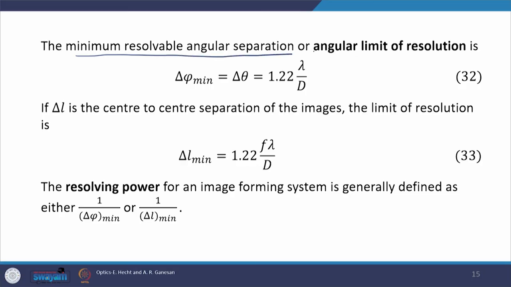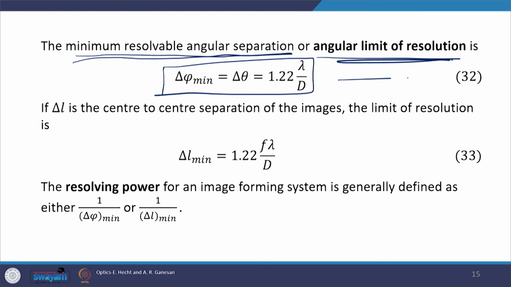In this case, the minimum resolvable angular separation, or angular limit of resolution, is given by equation number 32, which says delta phi min is equal to delta theta, and delta theta, as we derived in the previous slides, is equal to 1.22 lambda by capital D. Okay, now we were having two sources and their angular separation is delta phi, and the minimum value of delta phi is given by equation number 32.